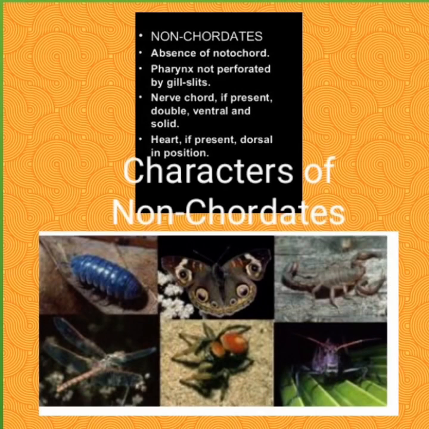Characters of non-chordate animals are as follows. Number 1, body is not supported by a rod-like notochord. Number 2, pharyngeal gill slits are absent. Number 3, nerve cord, if present, is on the ventral side, solid and paired. Number 4, heart, if present, is on the dorsal side.